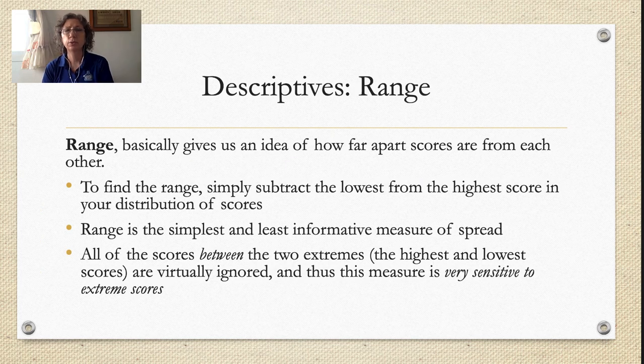We have range. Range basically gives us an idea of how far apart the lowest and the highest numbers are in that data set from each other. So to find range, we subtract the lowest from the highest score in the distribution of scores. This is the simplest measurement of spread, so it's not as informative, but it's very easy to get. You just subtract the lowest from the highest.